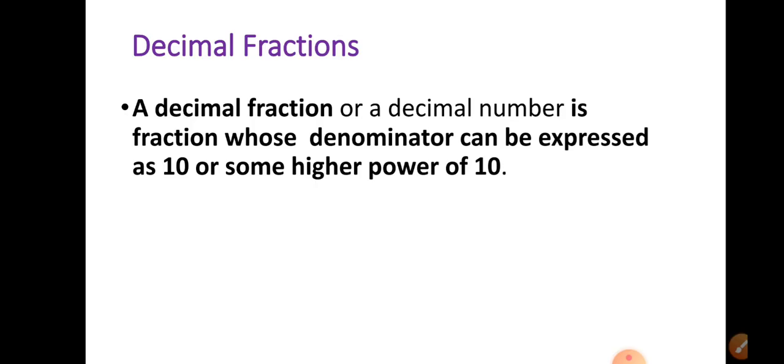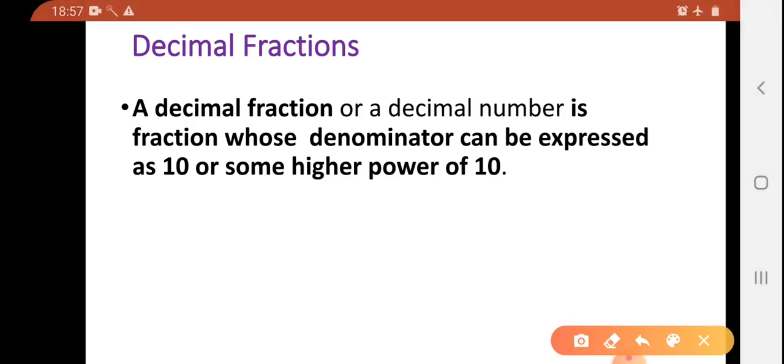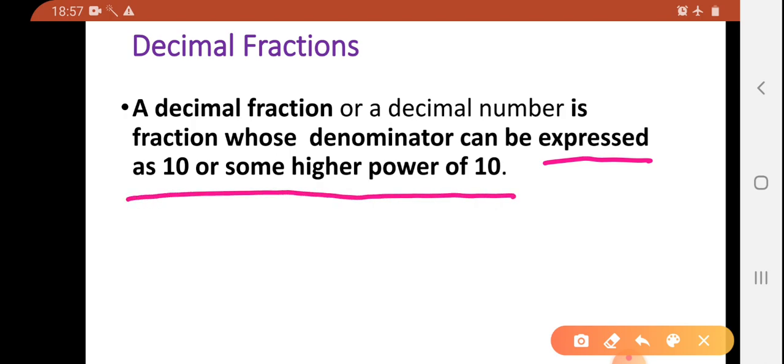Definition of the decimal fraction: A decimal fraction or a decimal number is a fraction whose denominator can be expressed as 10 or some higher power of 10. I am repeating again. A decimal fraction or a decimal number is a fraction whose denominator can be expressed as 10 or some higher power of 10.